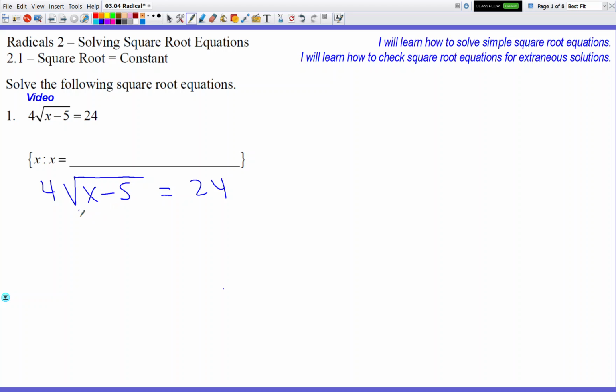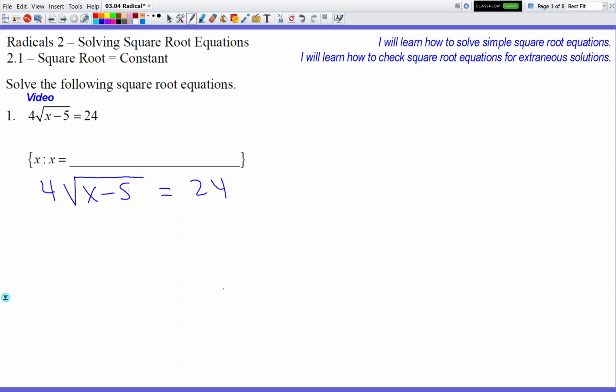Okay, so the first thing we want to get rid of is the 4. You cannot get rid of the 5 first. You can't go plus 5 on both sides, because the negative 5 is trapped also inside the square root. When you take away things that are attached to the x, you have to take away things that are outside the square root symbol first. Those are the only things that can interact with each other, because that 24 on the other side is also outside of the square root.